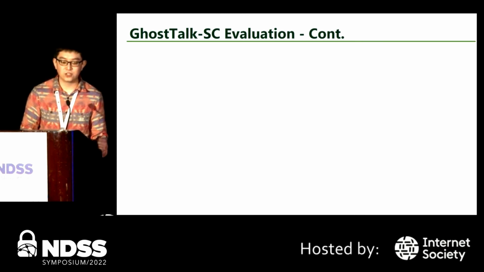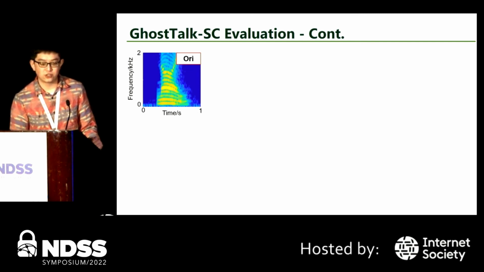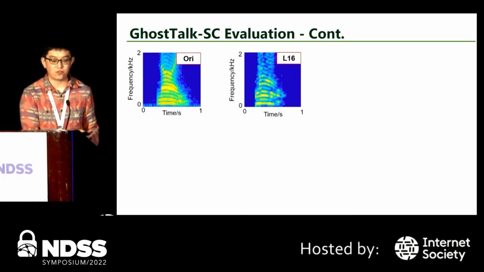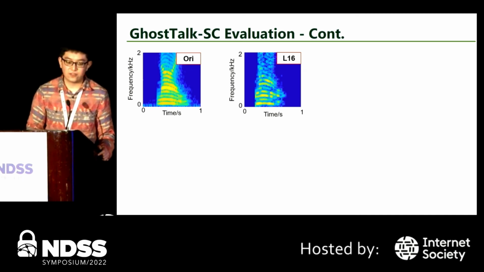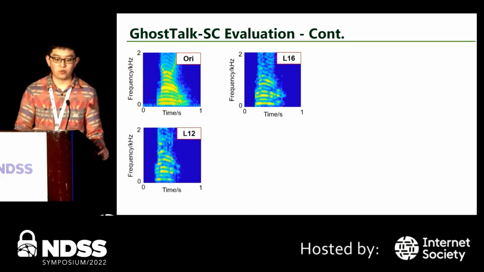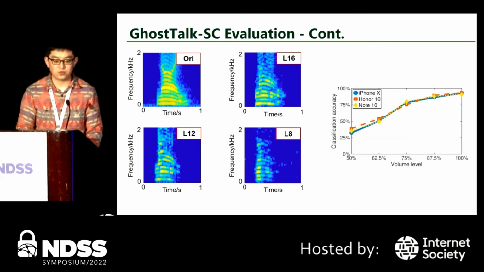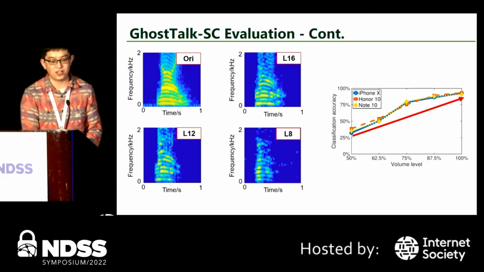Also, we test GhostTalk-SC performance under different volume settings. The first figure shows the spectrogram of the original word 9, and the second figure is what we recovered from the charging current with the highest volume, level 16, which is very close to the original one. But if we turn down the volume to level 12, the quality will degrade. And for a lower volume level, like level 8, only a few patterns remain. So for 3 different models of smartphones, we find that loudspeaker volume and classification accuracy are positively correlated.